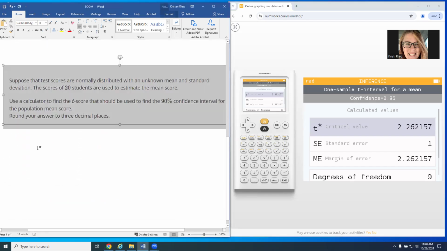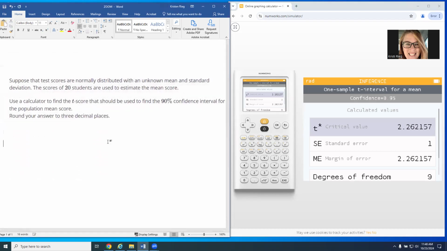So here we have one more problem. Suppose that the test scores are normally distributed, unknown mean, unknown standard deviation. So we're using t. The scores of 20 students are used to estimate the mean score. And we're doing a 90% confidence interval. So 20 students means we have the degrees of freedom of 20 minus 1, which is 19.